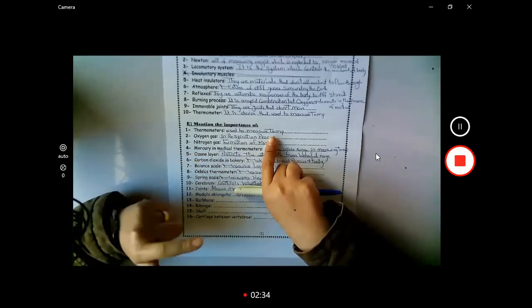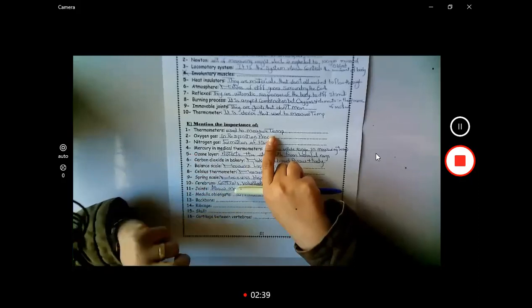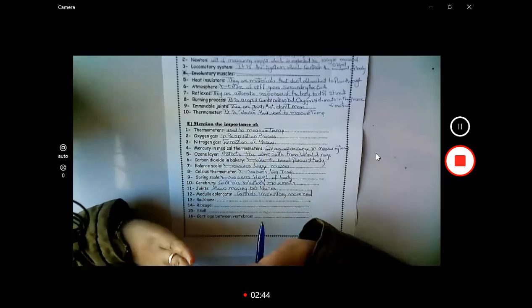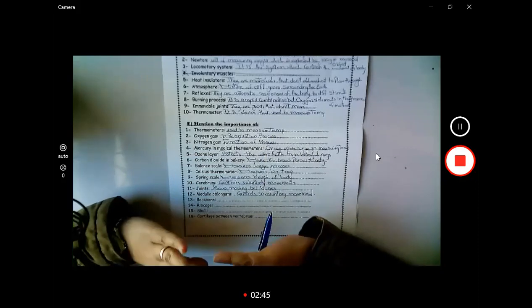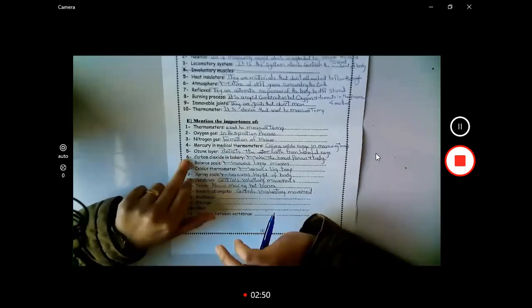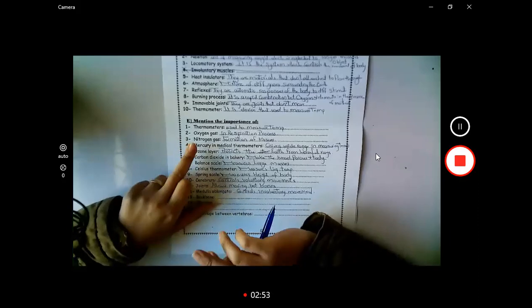For example, water is made using oxygen. Okay, there are many uses of oxygen gas. You can choose any one or you can choose any two uses. Nitrogen gas, it is used in formation of tissue.